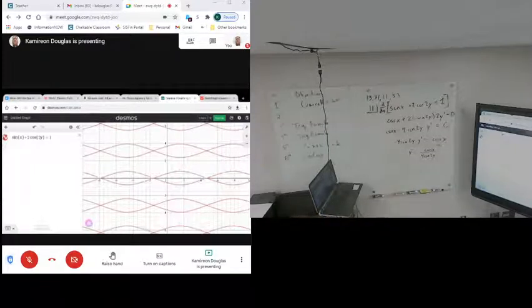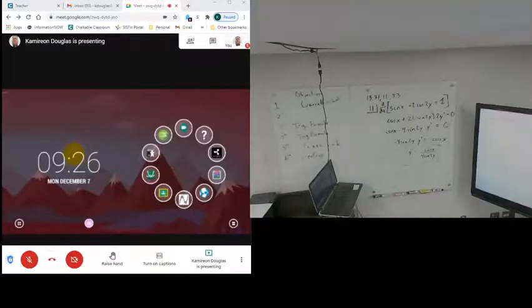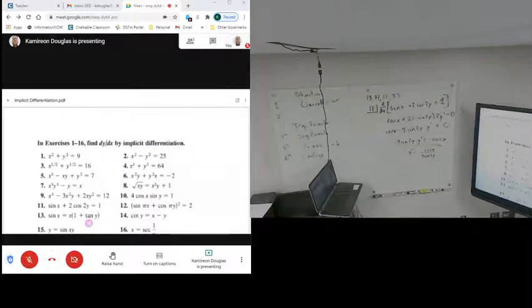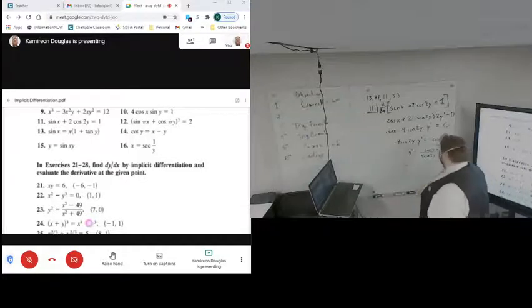Let's move to number 13. Same process, same concept. Let's take a look. 13. Sine of x is equal to x times 1 plus tangent y.